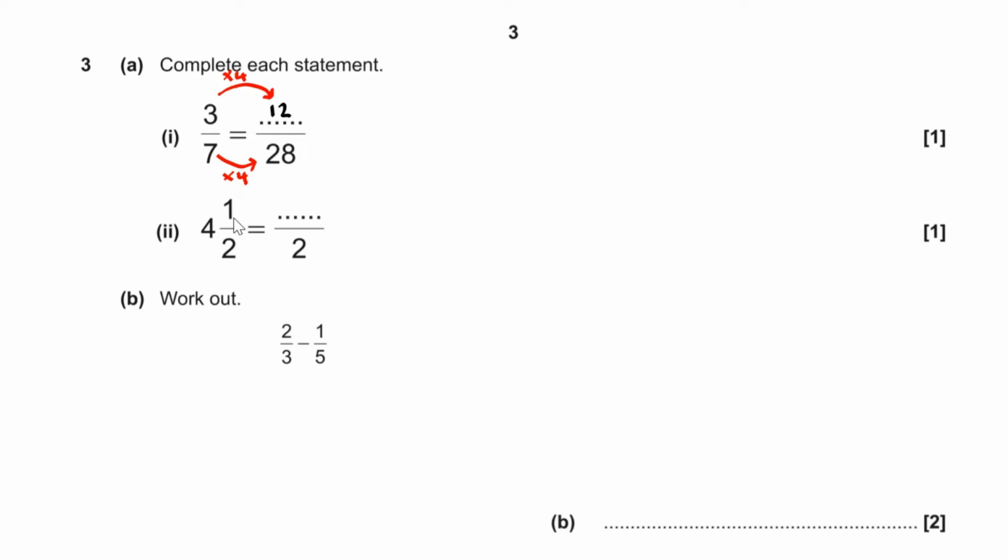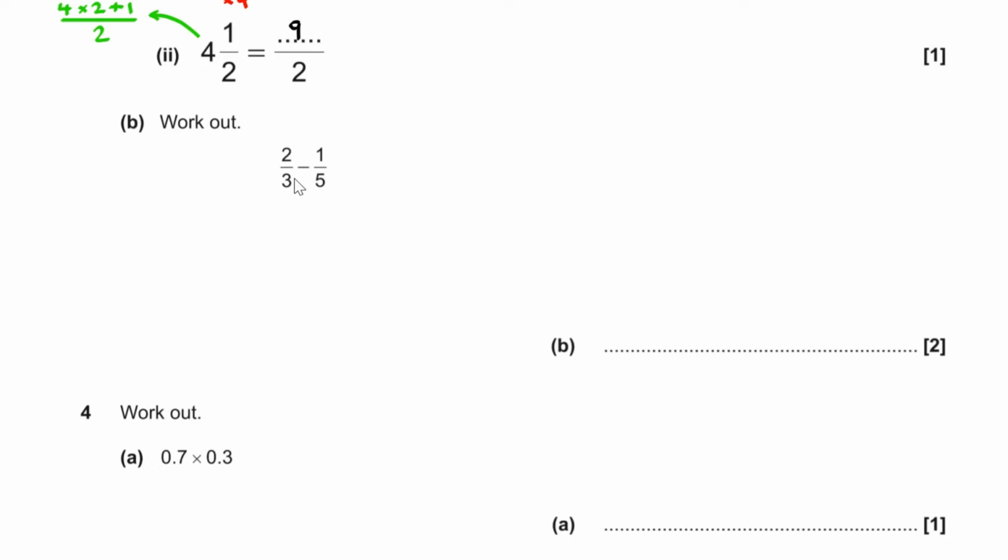Next, we have 4.5 being equal to something over 2. Well, what we need to do here is convert the 4.5 into a top-heavy fraction. And to do this, we've got the 4 times by the 2 plus this 1, and then we divide by 2. So here is what the 4.5 is. And therefore, we've got 8 plus 1, which is 9 on the top. On the bottom, we've got 2. 4.5 is the same as 9 over 2.